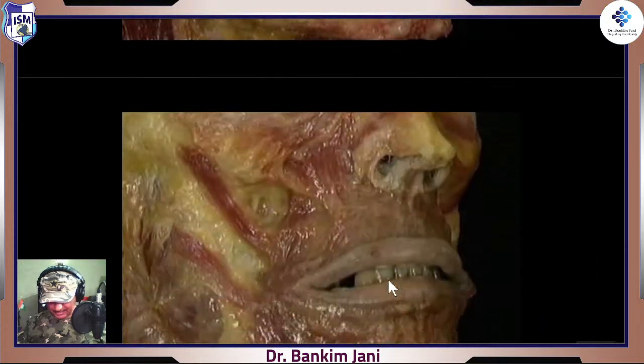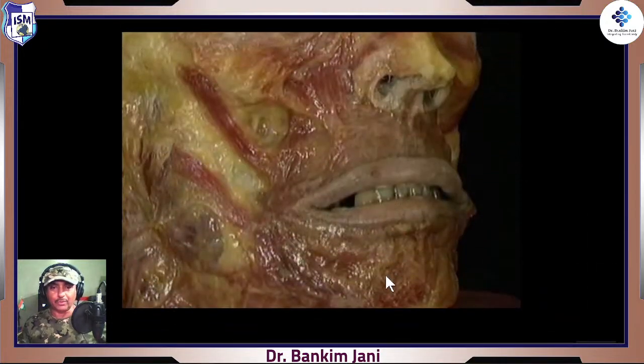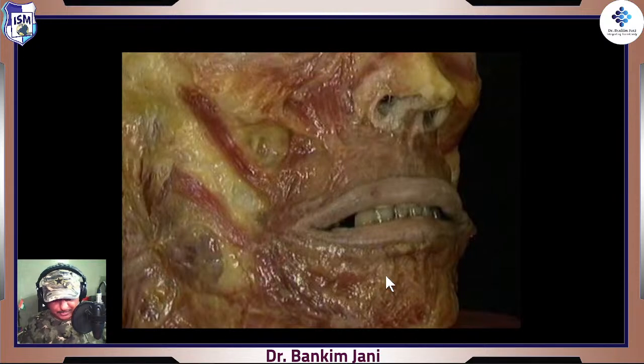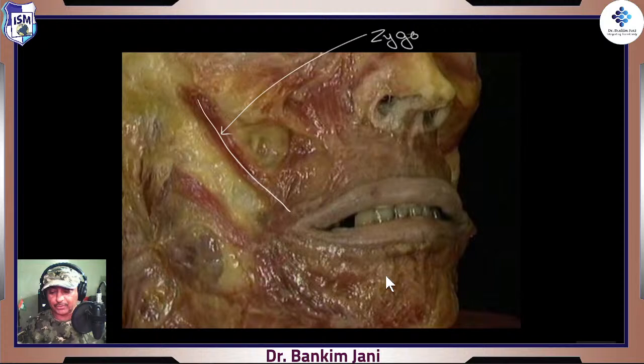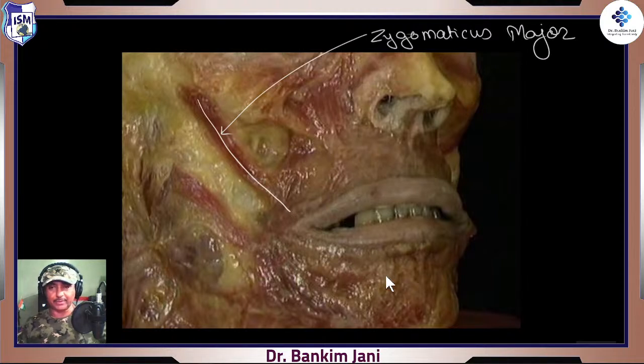Now comes the joint operations, right? Orbicularis oris is working in association with so many other muscles, and that's how all those fantastic expressions are created. Let's start with the best expression first. This one, see, that's the muscle. It is zygomatic, because that's the zygomatic bone. So it is zygomaticus major. That means there would be a minor also. Yes, definitely.